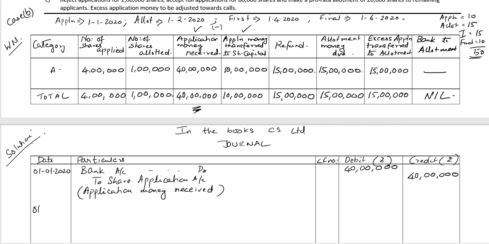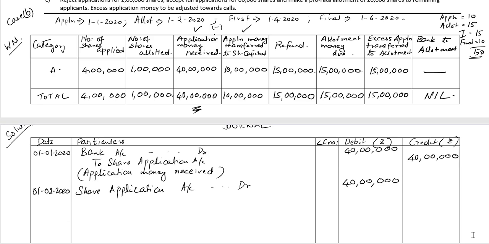On the date of allotment, 1st February 2020, the journal entry: share application account debit, the amount of the application money received, 40 lakh rupees, to share capital account. Please note, the amount against share capital account will be the application money which is transferred to share capital, 10 lakh rupees.